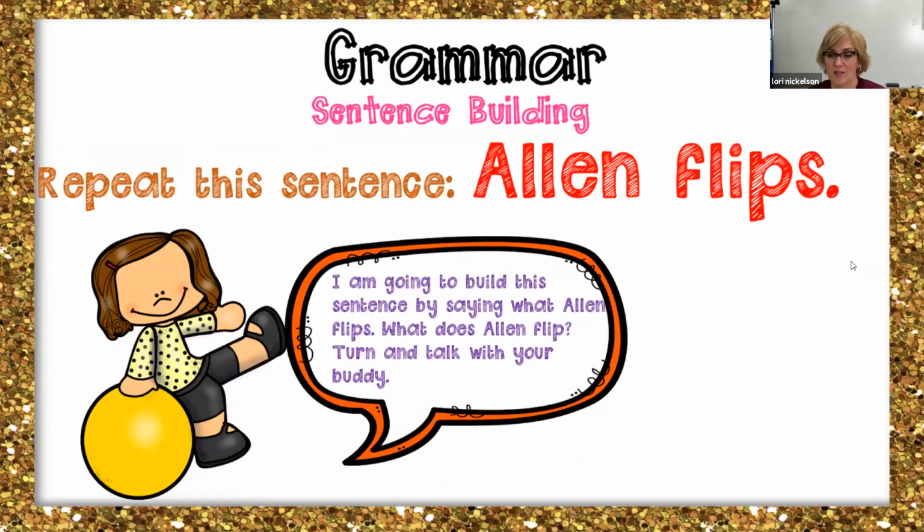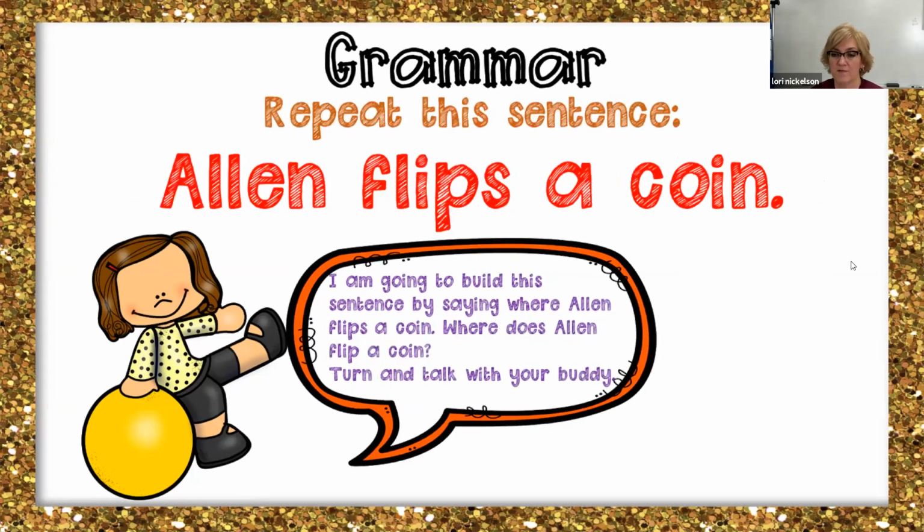All right, so let's look at this one. Alan flips. Let's build this sentence by saying what Alan flips. What does Alan flip? So turn and talk to somebody beside you. What does he flip? Alan flips a coin. So I'm going to build this sentence by saying where Alan flips a coin. Where do you think Alan flips a coin? Turn and talk to somebody beside you.